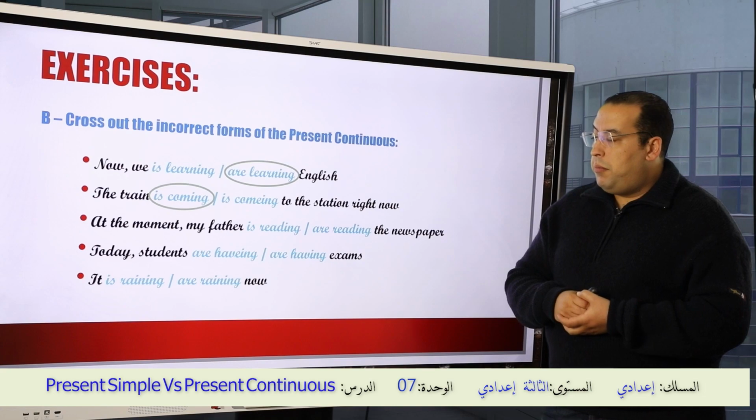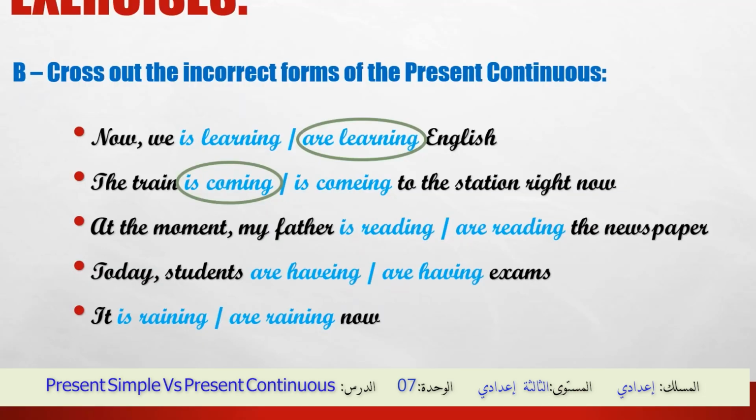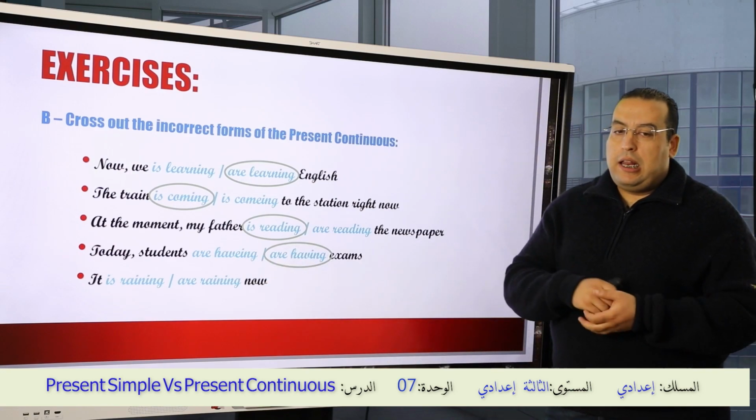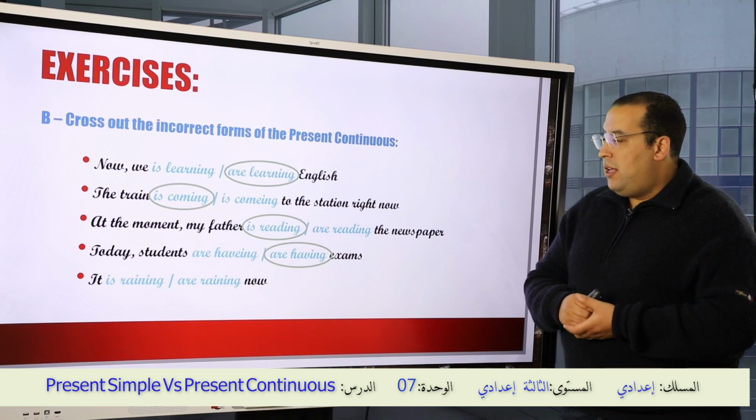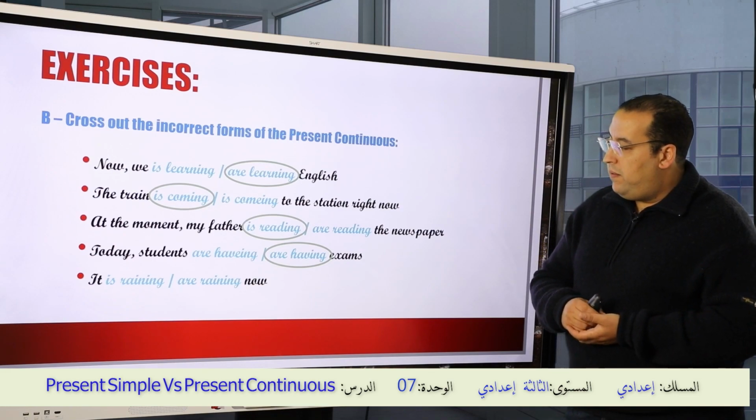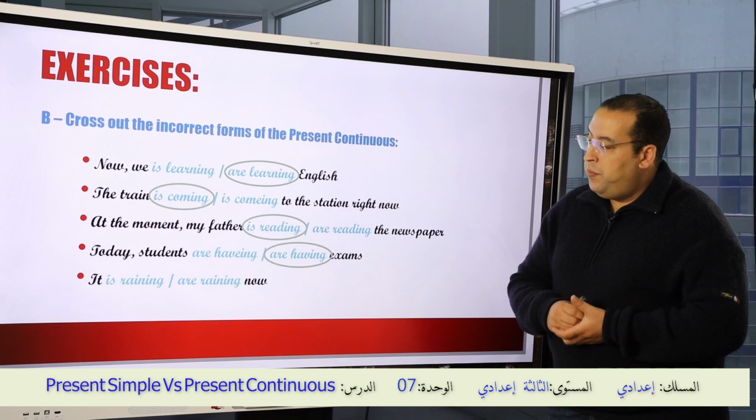At the moment, my father is reading or reading the newspaper. Of course, the correct one is reading. Today, students' exams are having again. The correct one is the second one because to have is a verb that finishes with e, and we should remove e before adding ing. So you cross out the first one and you leave the correct one, which is number 2.